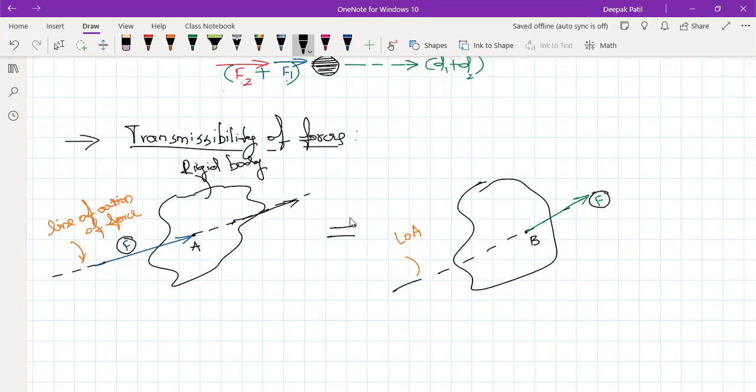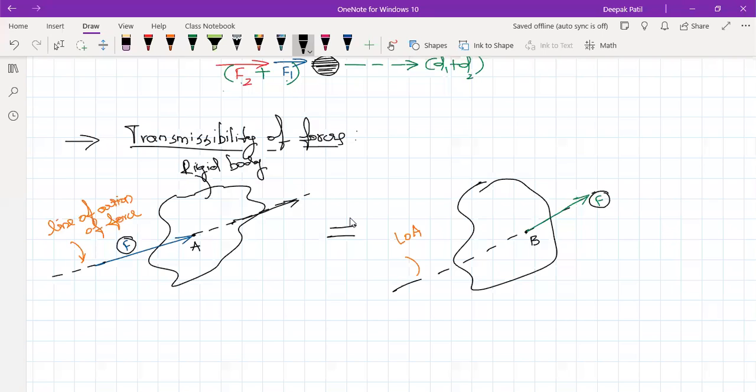So if I do all these three things, I can say that the effect produced by the system on the left hand side is equal to the effect produced by the system on the right hand side. So this principle is called principle of transmissibility of forces. Are you clear?